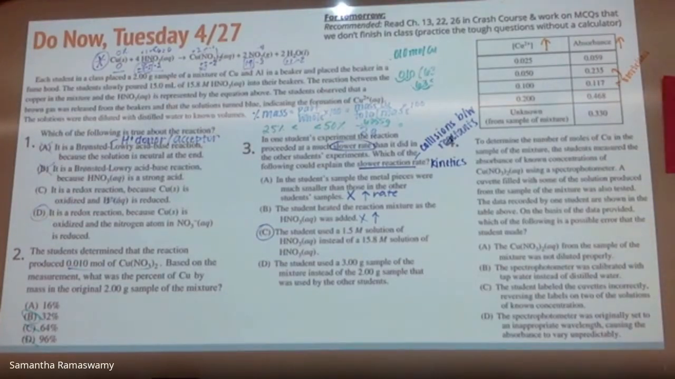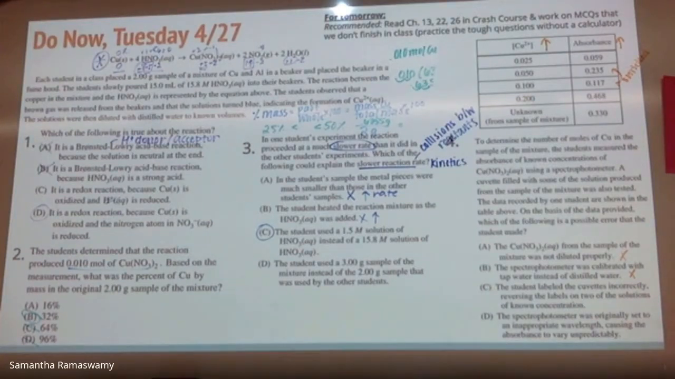So if you read through the answer choices, A says that the sample wasn't diluted properly. Well, if it wasn't diluted properly, that's going to affect all of the absorbances. B, the spectrophotometer was calibrated with tap water instead of distilled water. That's actually not going to make a difference. Tap water and distilled water are both colorless. That's not going to affect anything.